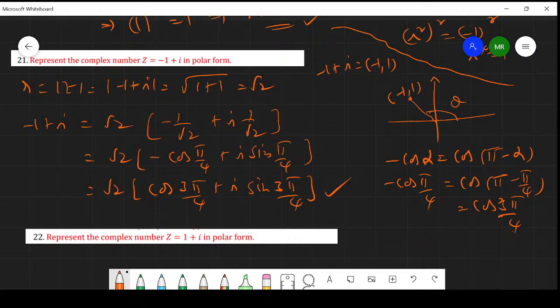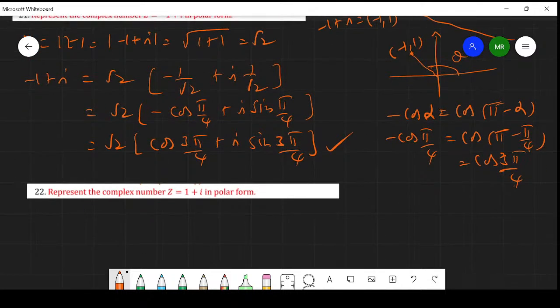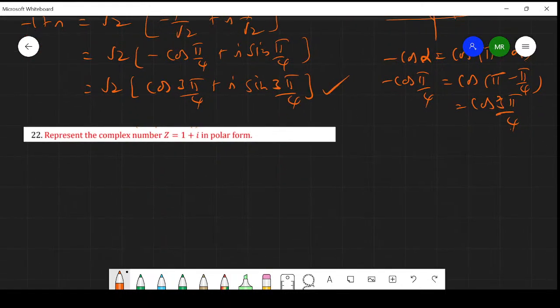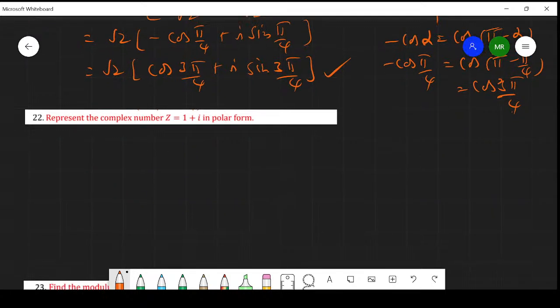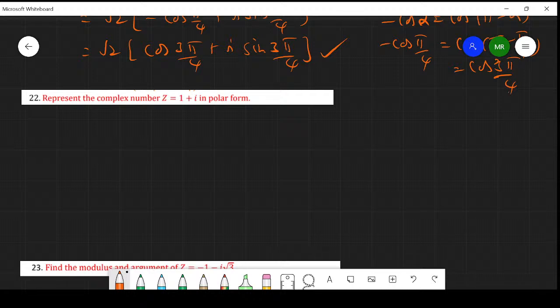Again, they have given the complex number 1 plus i. This is 1 plus i in polar form. This complex number is in the first quadrant, so it is very easy to solve. Represent the complex number 1 plus i in the polar form. I told you the polar form is a plus ib equals r into cos theta plus i sin theta. This is the polar form.